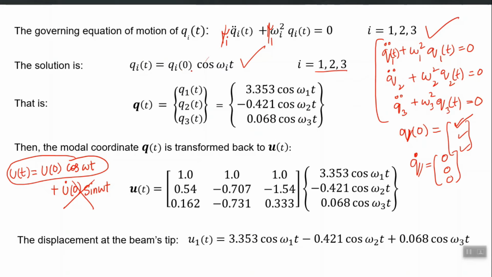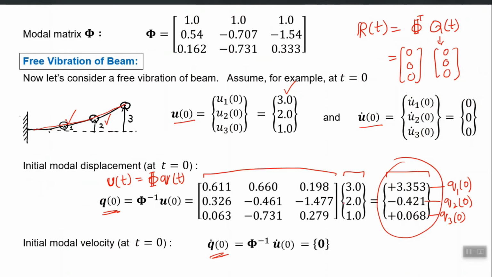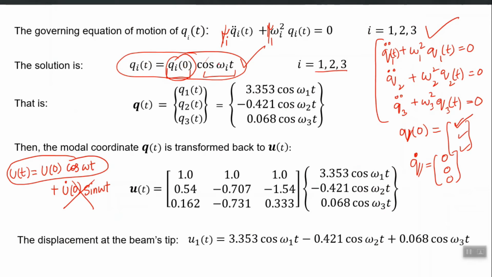For any ith equation, the solution will become qi of t equals the initial displacement for that particular q, q1, q2 or q3, times cos of omega i t. So actually this is three equations, three solutions, i equal to 1, 2 and 3. We already have q1 of 0, q2 of 0, q3 of 0 calculated already here. So let's put the initial displacements in this solution and replace omega i with first omega 1, then omega 2, then omega 3. You will get these three solutions.